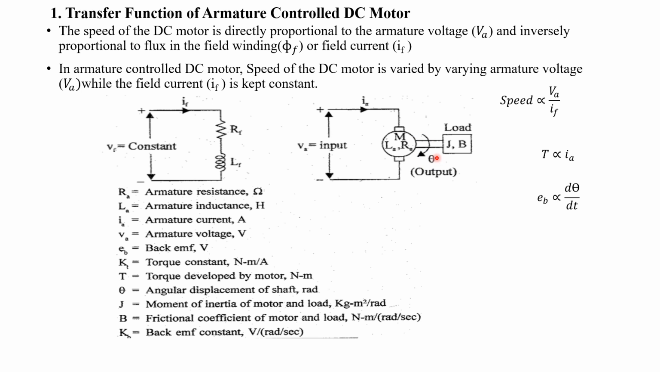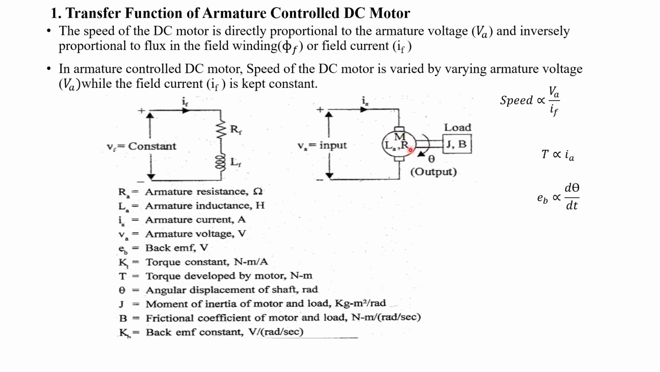Now here there will be a generation of torque, isn't it? This torque will be directly proportional to the current in the armature winding, that is IA. This is one relation, a derived result. The generated torque will be directly proportional to the armature current IA.